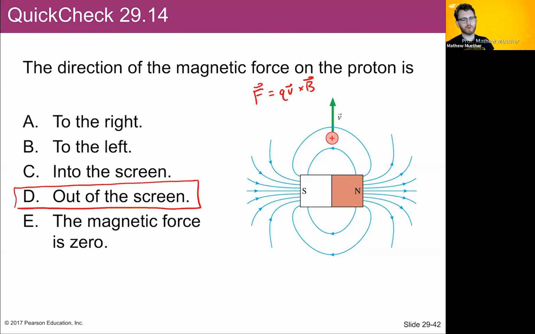Okay, good. We're going to play more tomorrow with charged particles moving in magnetic fields and the forces that are exerted on them, and that'll wrap up our discussion about this chapter.